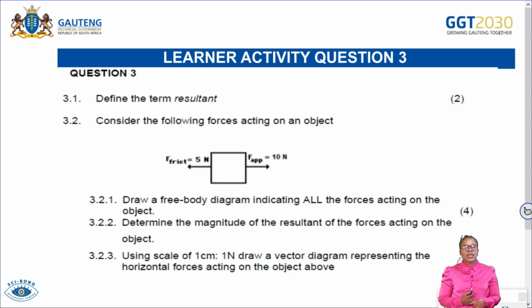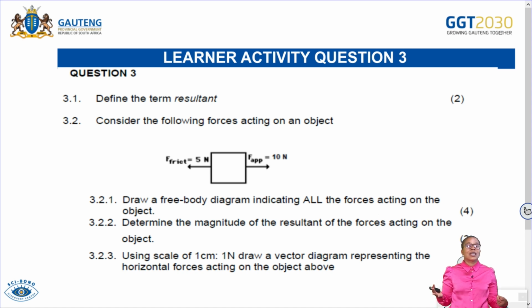Question number 3, define the resultant. You remember what we said, you can't calculate something you don't know. So first we need to know the definitions and then how to apply them. Consider the following forces acting on an object. We've got two forces that are just drawn onto the block.